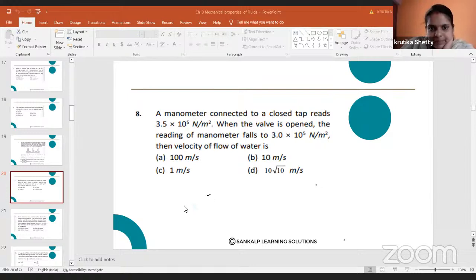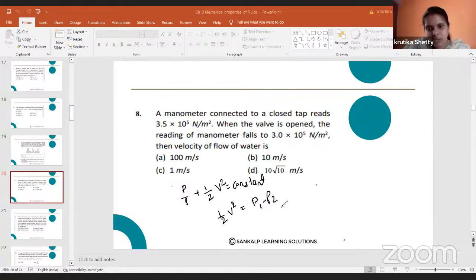So how to solve this one? You can take this equation, that is P by rho plus 1 by 2 V square is equal to constant. So here the equation is simplified as 1 by 2 V square is equal to P1 minus P2 divided by rho. Right? So you can substitute the value. P1 is given, see, the pressure is 3.5 into 10 raised to 5. It reduces to 3 into 10 raised to 5. Then next, density of water is taken as 10 raised to 3. So simplify this equation and calculate V, you will get option B.